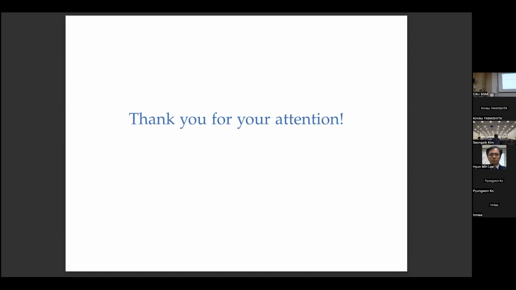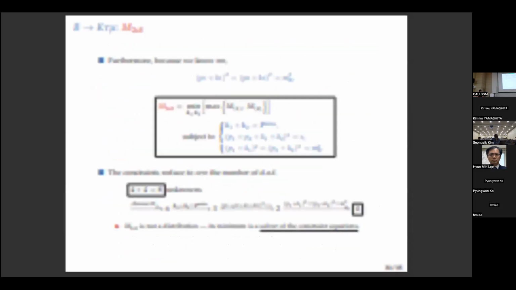Longitudinal momentum. Oh, I see. We can know the invisible. Oh, I see. So that maybe from polar angle. Polar angle and, oh, we can know directly longitudinal momentum also.